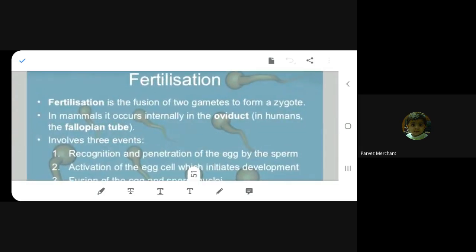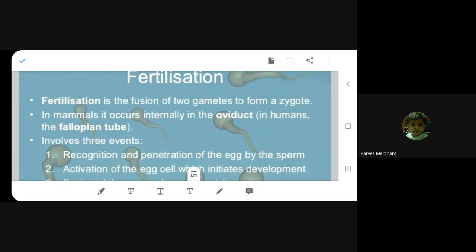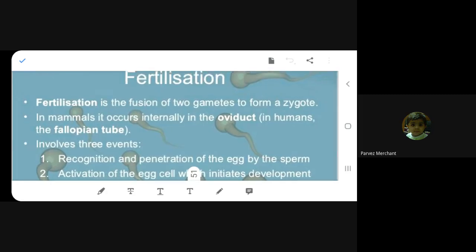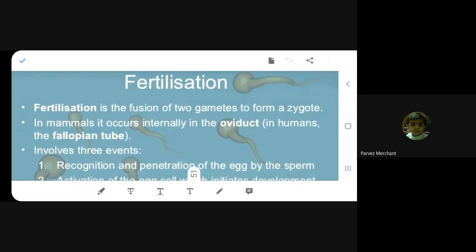Yes, please read, and let's do point by point. If you think that while reading you know the meaning of this particular sentence, you can explain. You have the right to do so. Start. Fertilization is the fusion of two gametes to form a zygote. Do you agree with it? Okay, what are those gametes called?